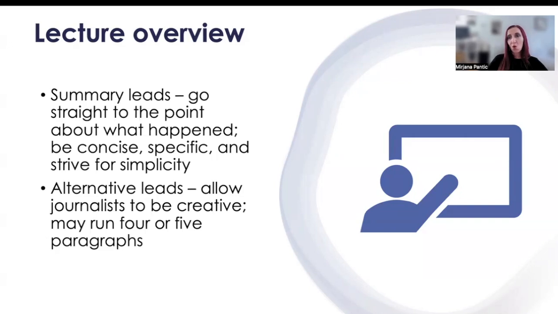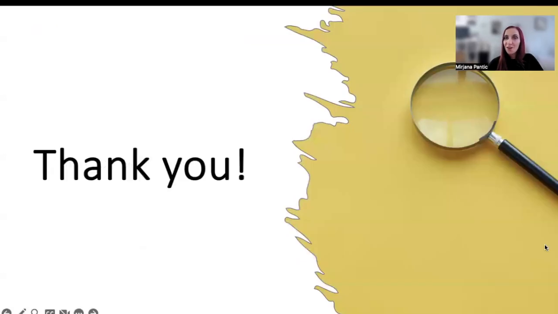So let's just go over these two main concepts that I introduced you to today. Summary leads go straight to the point about what happened, be concise, specific, and strive for simplicity. In the case of alternative leads, you use them when you want to be creative, when you think it's suitable to be creative. They may run 4 or 5 paragraphs, and alternative leads could start with an anecdote or a question or an example.